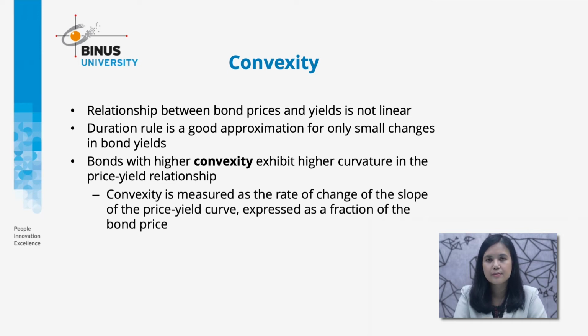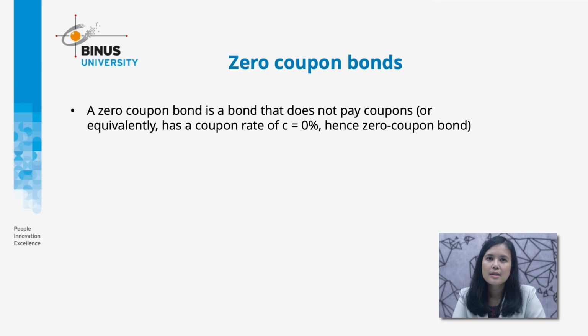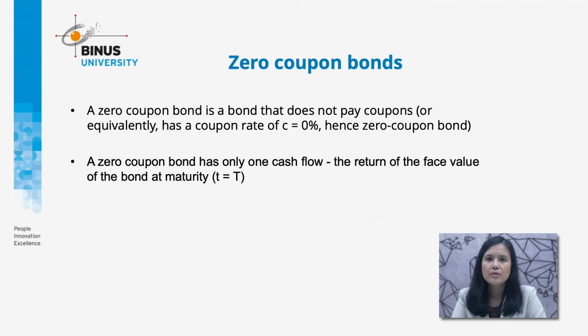One type of bond is a zero coupon bond. Zero coupon bonds are bonds that do not pay interest during the life of the bonds. Instead, investors buy zero coupon bonds at a deep discount from their face value, which is the amount the investor will receive when the bond matures or comes due.